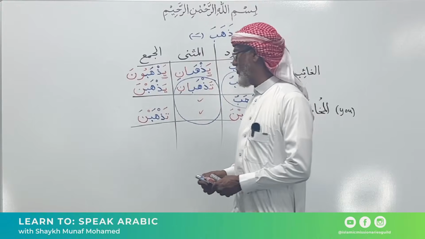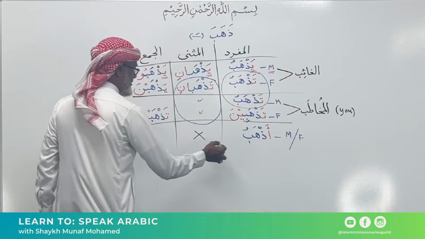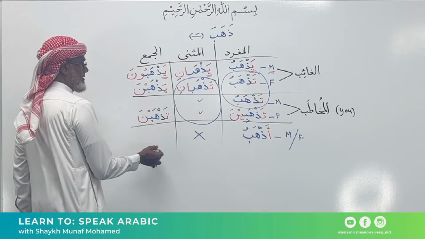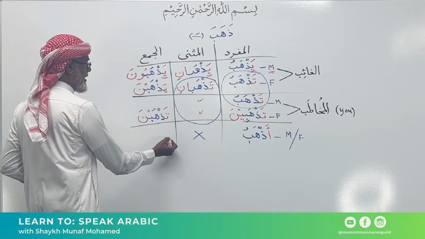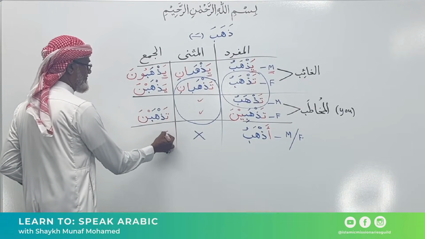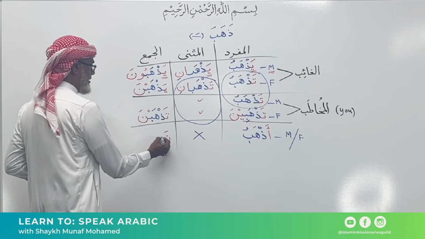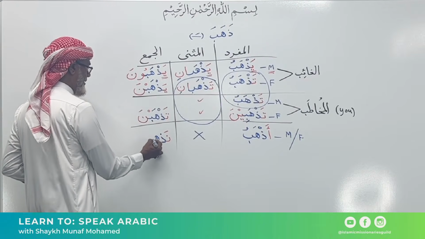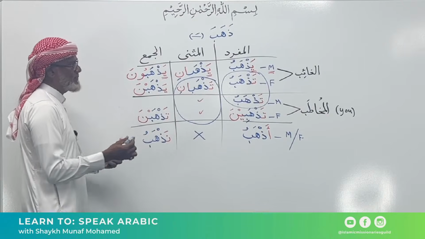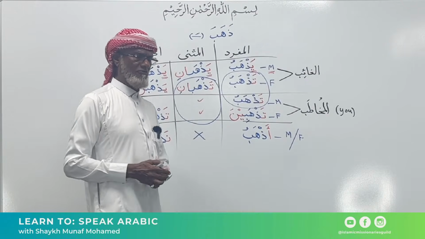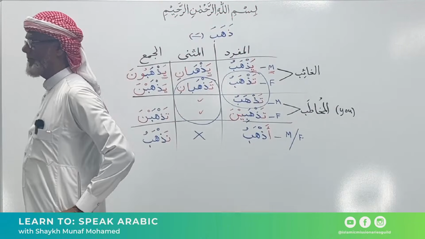And we already know from before that for the first person, there is no dual form. But for the plural, it will have a noon with a fatha. All right? So it will be nadhhabu. And that's basically the conjugation of the verb. This is like a template. You could use this like a template.